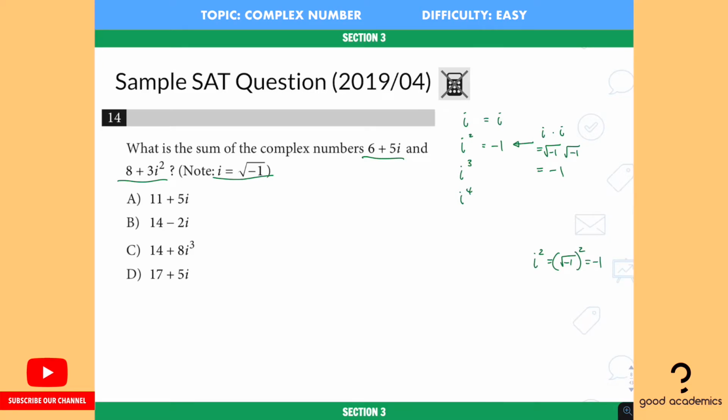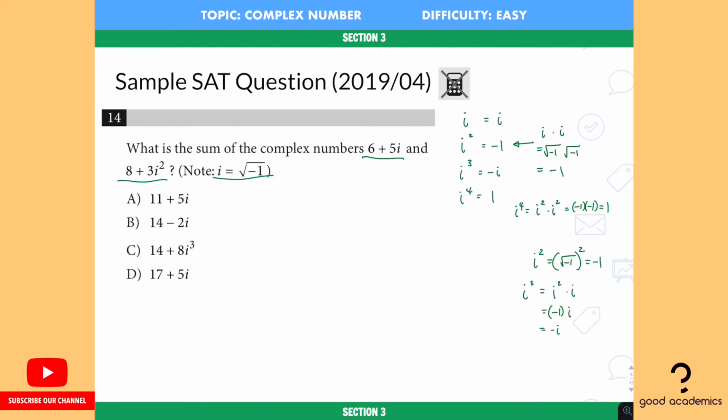Next, what about i cubed? Well, i cubed is -i, because i cubed is the same thing as i squared times i. And since we know what i squared is, which is -1, we get -1 times i, which is -i. What about i to the 4th power? It's equal to 1, because i to the 4th is i squared times i squared, which is -1 times -1, which is 1.